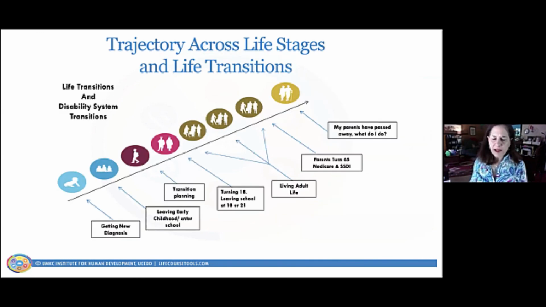If you think about what happens when a child is diagnosed with a disability or a genetic condition or both, their trajectory often starts to look very different than a typical child. Typical children go through these milestones on the bottom of this line. You know, they leave early childhood, they go to school, they're going to leave high school at some point at the age of 18 and go on to a life, and they're going to live an adult life.